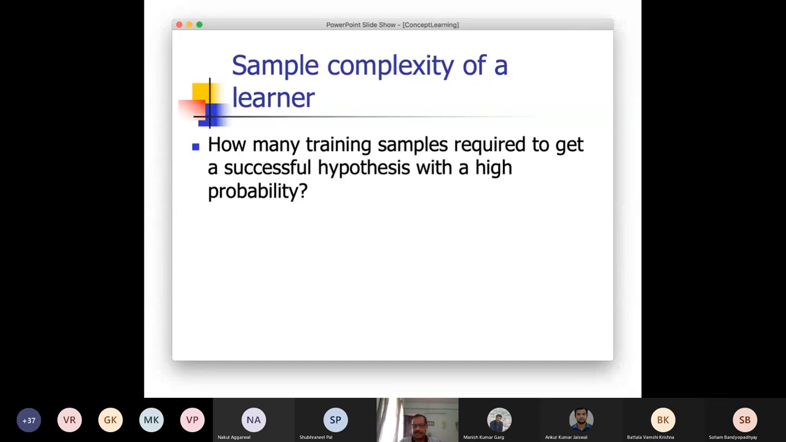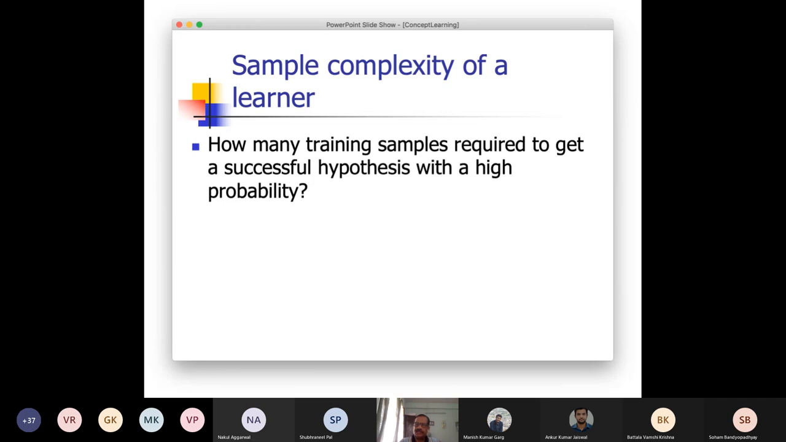When we try to get a learning scheme as PAC learnable, or a learner as PAC learnable, we would like to know what is the minimum number of training samples that would ensure that it is PAC learnable, in terms of parameters like epsilon and delta.